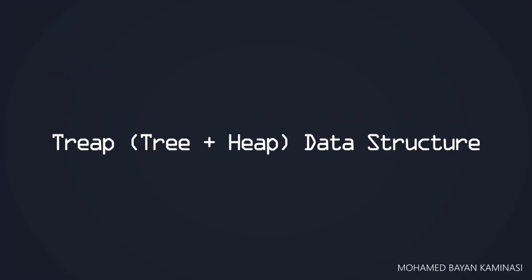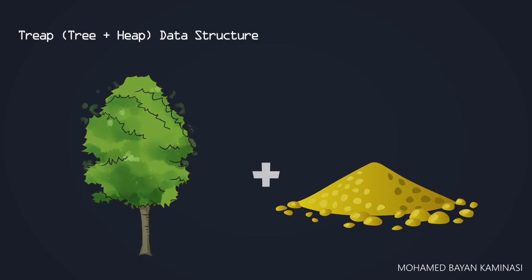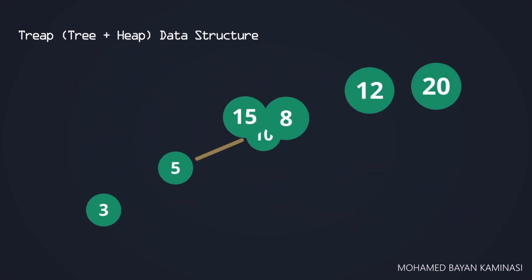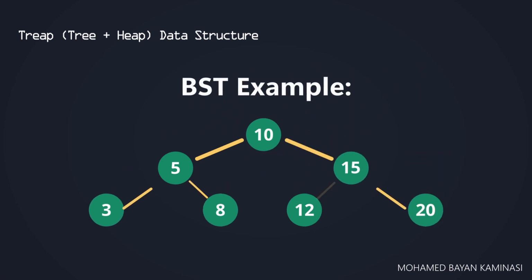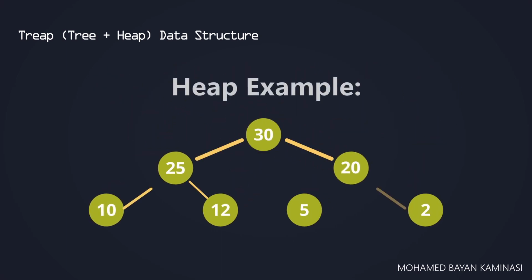Welcome everyone. We are delving into a fascinating data structure called a treap, which combines features of a binary search tree, BST, and a heap. We will explore its purpose, construction, and performance, as well as provide some explanations and examples. First, let's take a look at binary search trees.